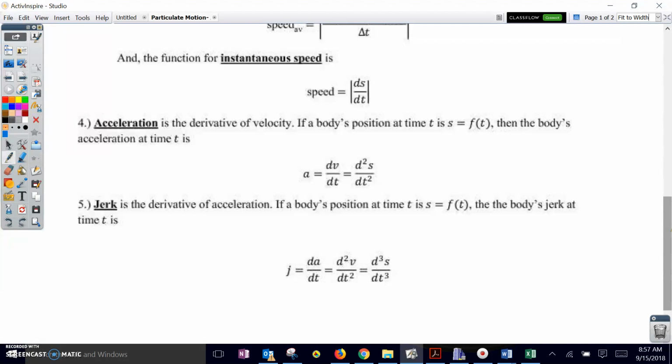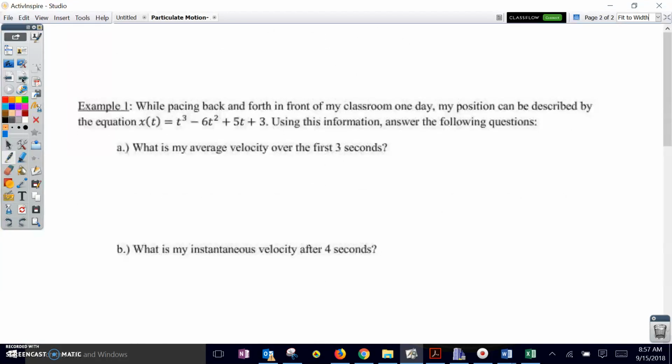All right, on to the examples here. Example 1. While pacing back and forth in front of my classroom one day, my position can be described by the equation x of t equals, and you see the equation there. Using this information, answer the following questions.